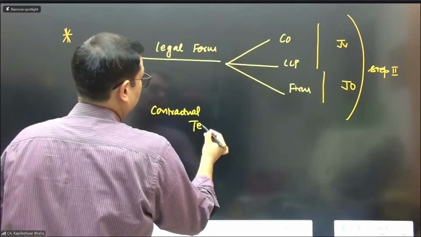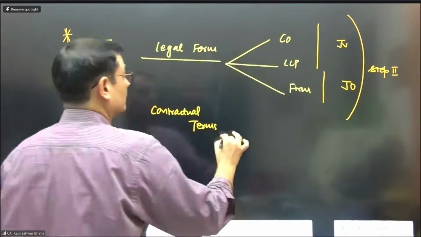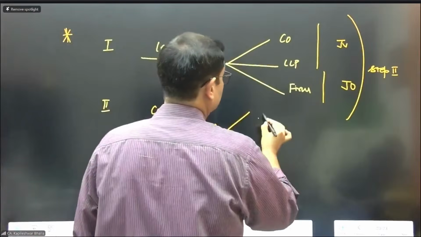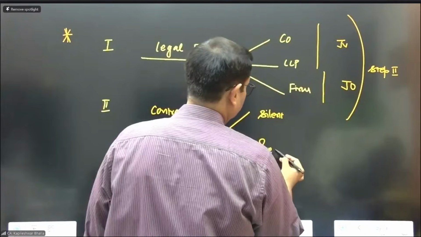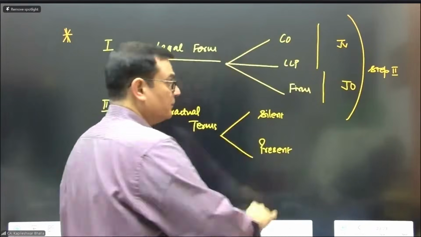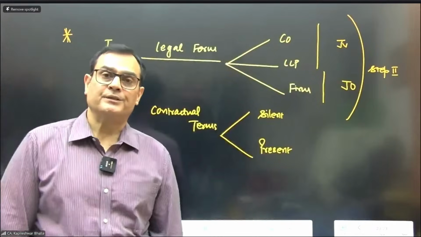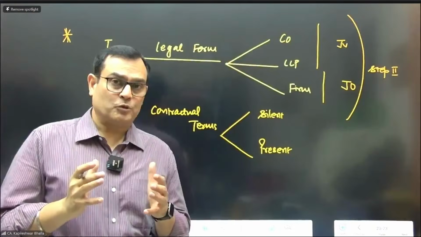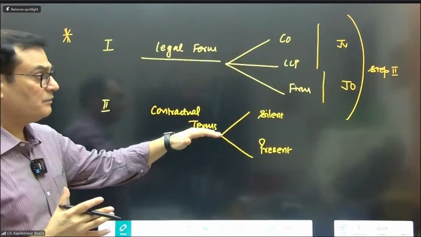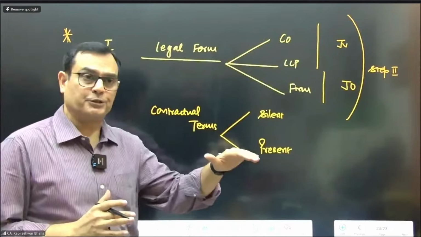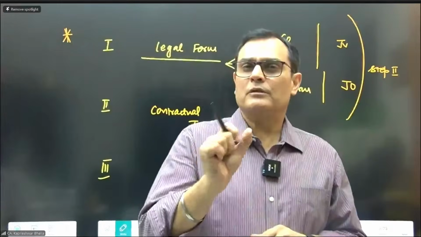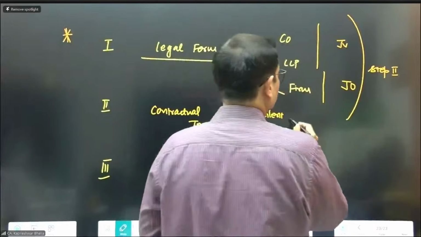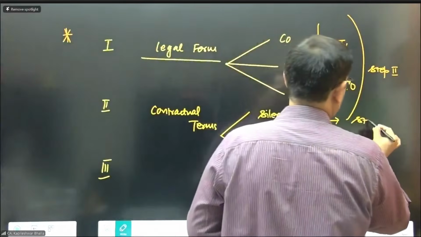You need to see what the contractual terms are. The contractual terms could be silent, or they could be present. The parties to the arrangement have either entered into contractual terms, or the terms are completely silent in nature. If the contractual terms are silent in nature, then it is time to go to step number three.